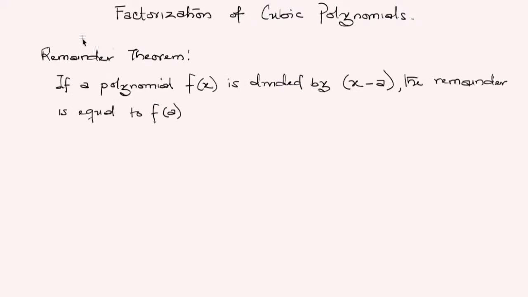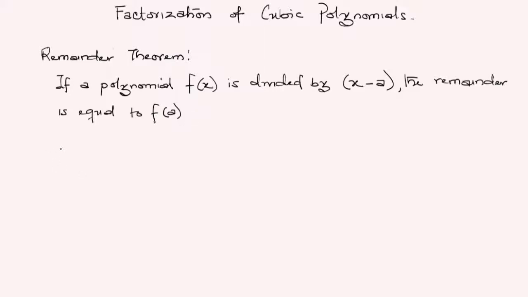The next thing we'll be talking about is the factorization of cubic polynomials. Now before we do this, we should go over a couple of things. The first one being the remainder theorem. Now the remainder theorem simply states that if a polynomial f of x is divided by a binomial x minus a, the remainder is equal to f of a.